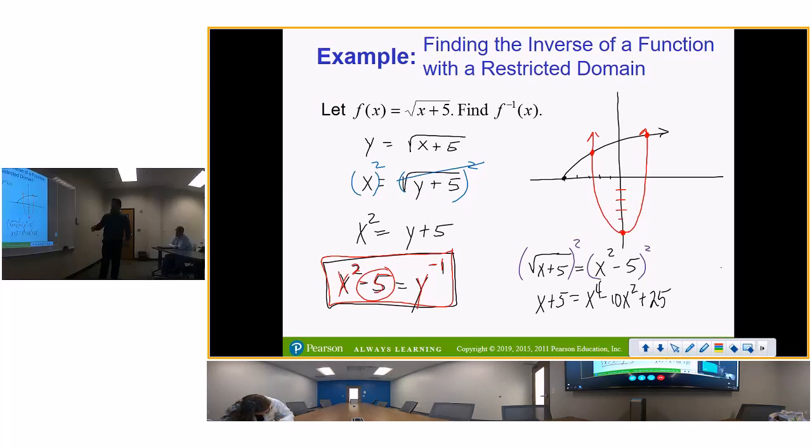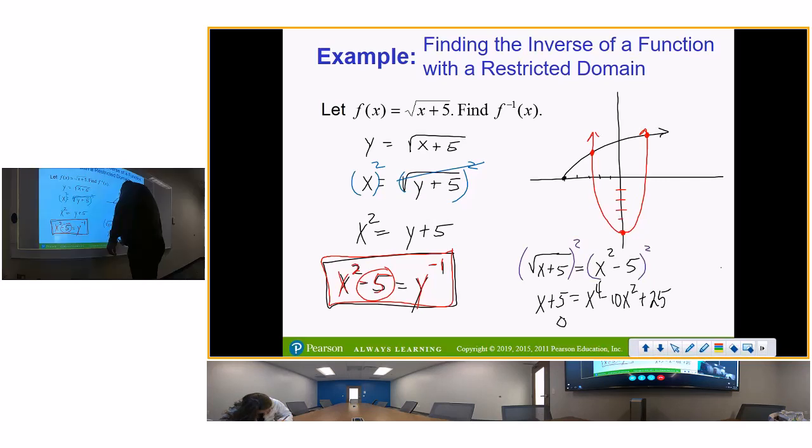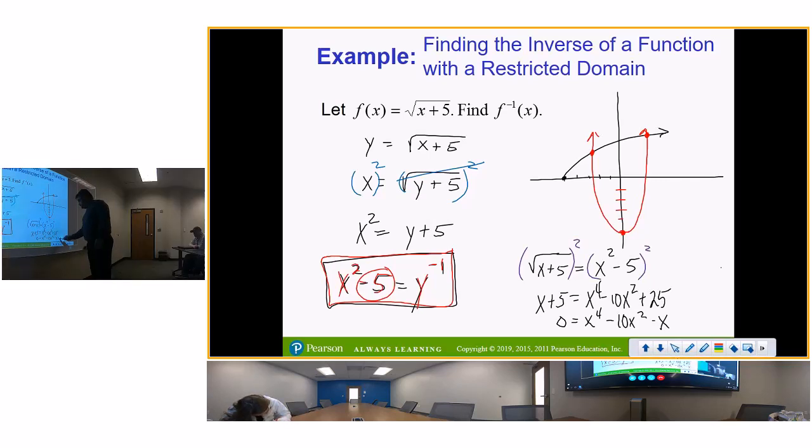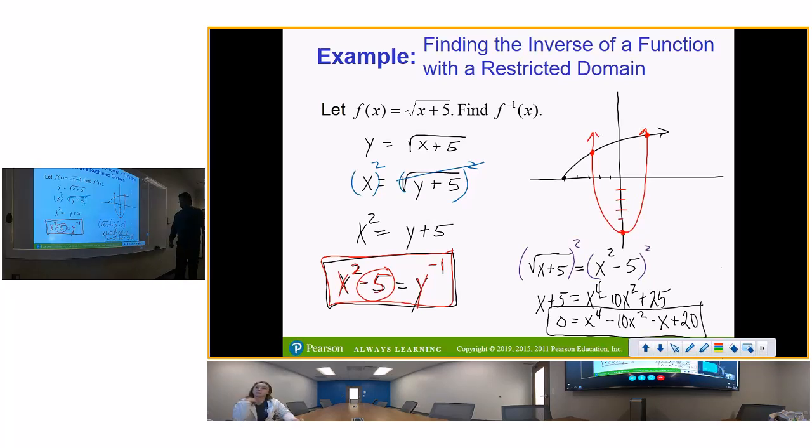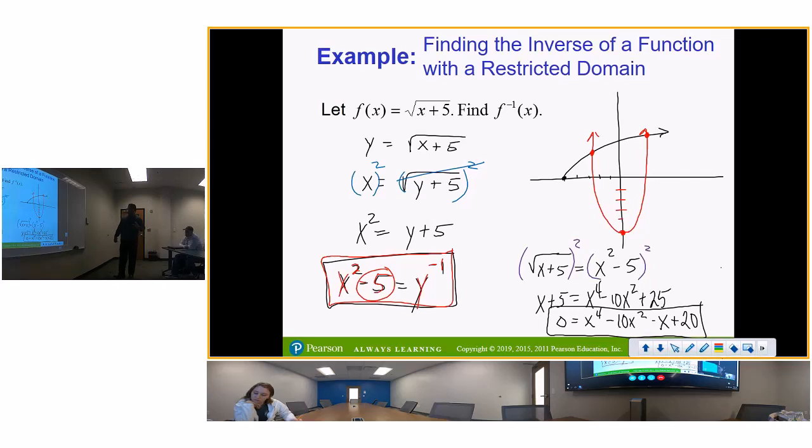And now you just bring over the x's. And that's going to be 0 is equal to x to the 4th minus 10x squared minus x. What is 25 minus 5? 20. And you would solve that. And it looks like you could factor it by grouping, or you could divide. But anyway, you'll get into that with calculus. But that's all algebra right there. This is nothing but 100% pre-algebra to algebra 2.